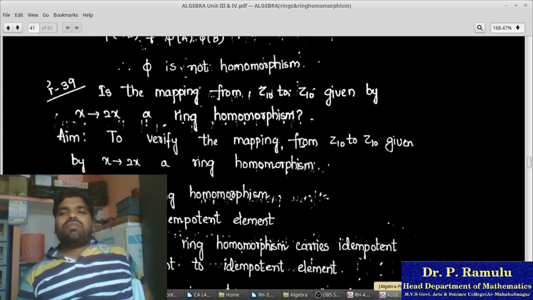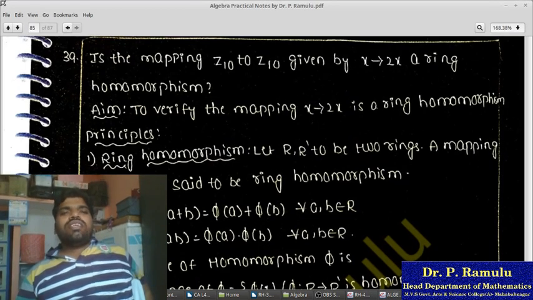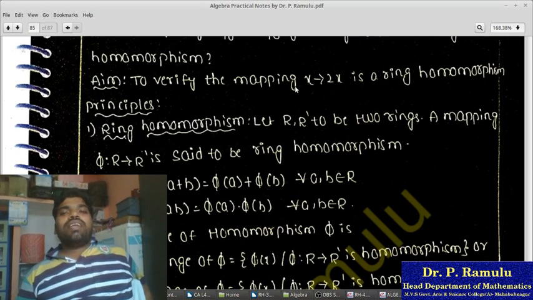Practical problem 39. Is the map Z10 to Z10 given by x to 2x a ring homomorphism? Aim: to verify the map x to 2x is a ring homomorphism.